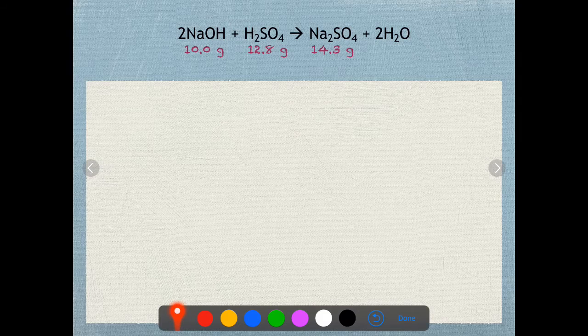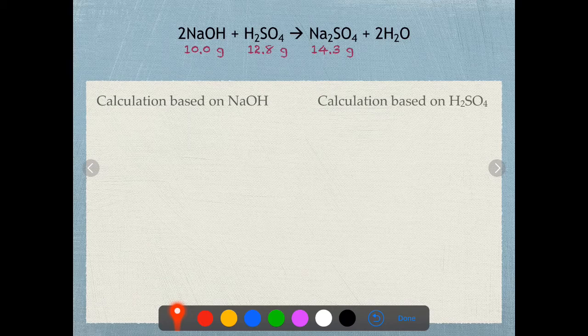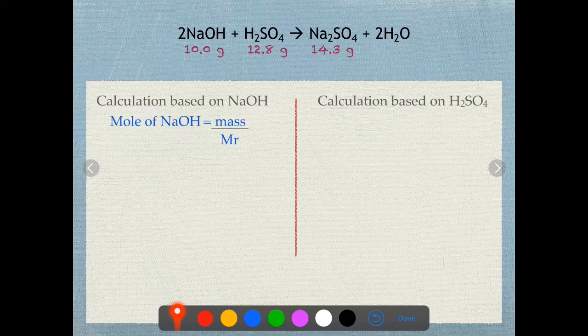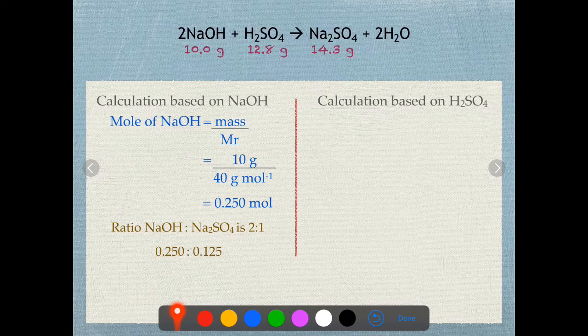So let's start with the calculation. We can divide the calculation into calculation based on NaOH and calculation based on sulfuric acid. So let's start with NaOH first. Calculate the mole of sodium hydroxide. The mass is given, which is 10 gram. 40 is the molar mass of sodium hydroxide. Key in inside the calculator, we will have 0.25 mole. And the ratio of sodium hydroxide to sodium sulfate is 2 to 1. Therefore, the mole of sodium sulfate is half of sodium hydroxide.